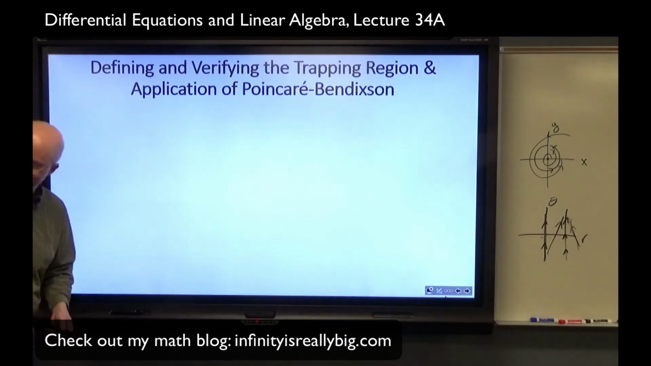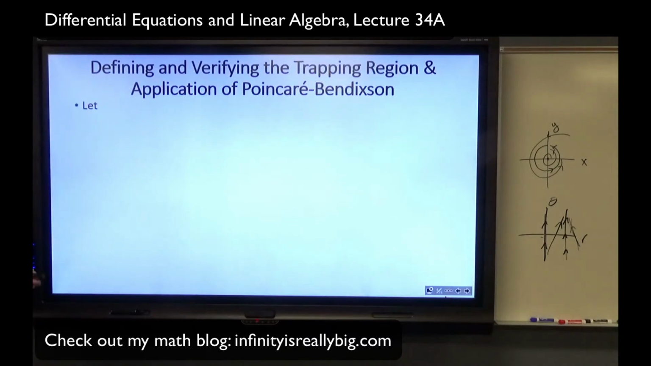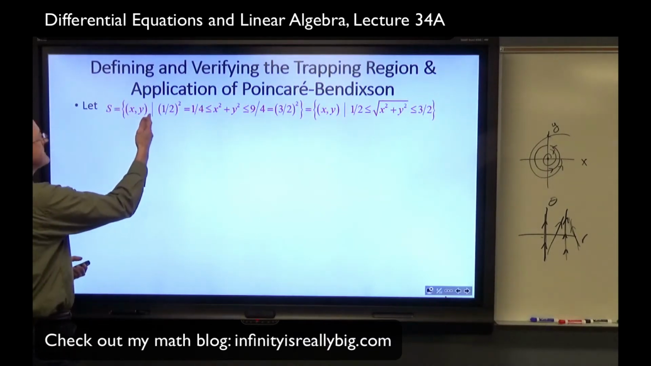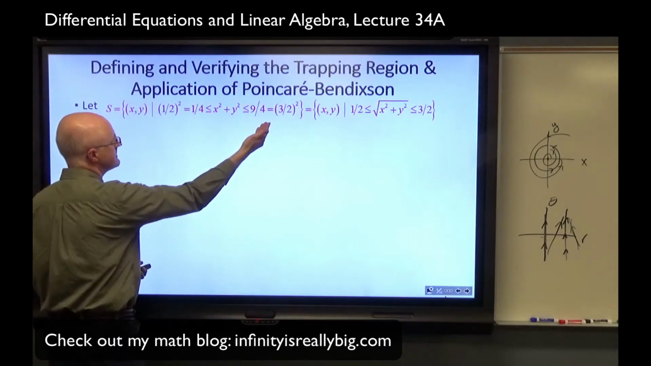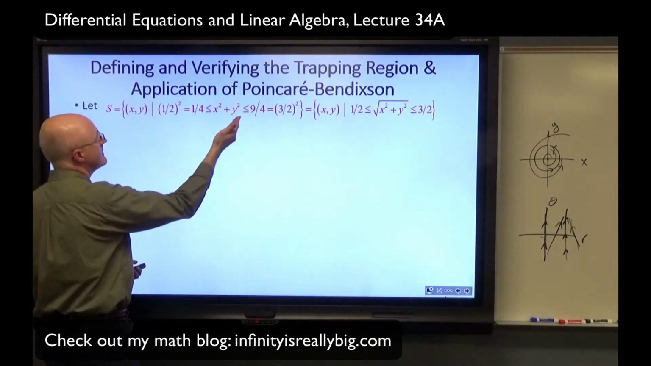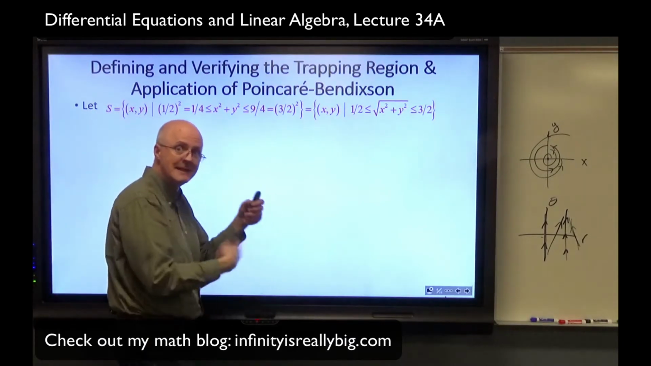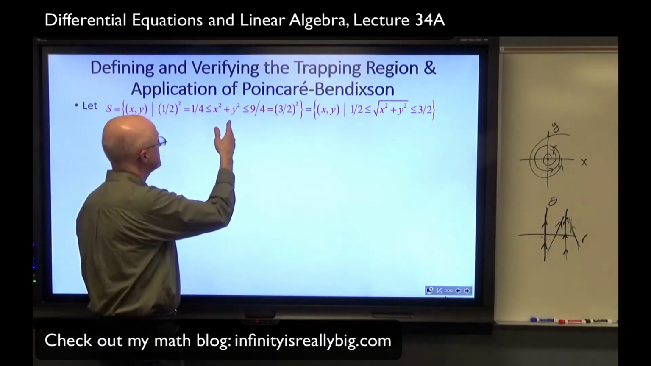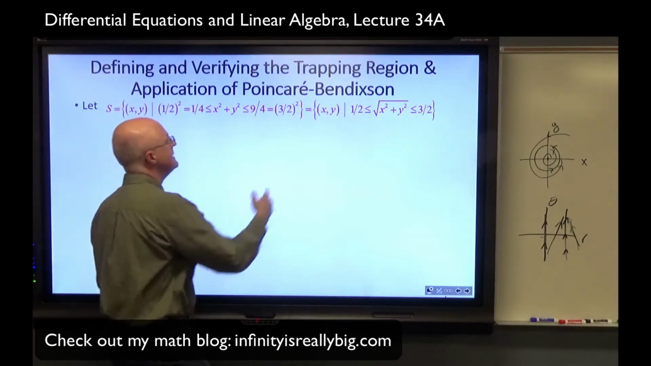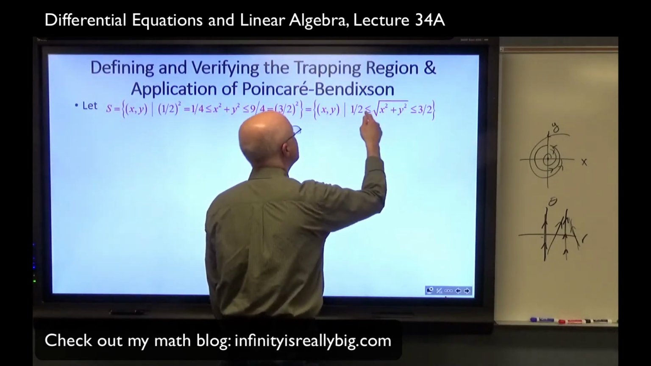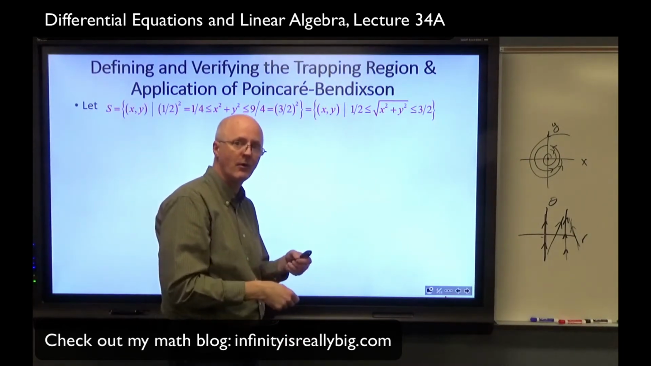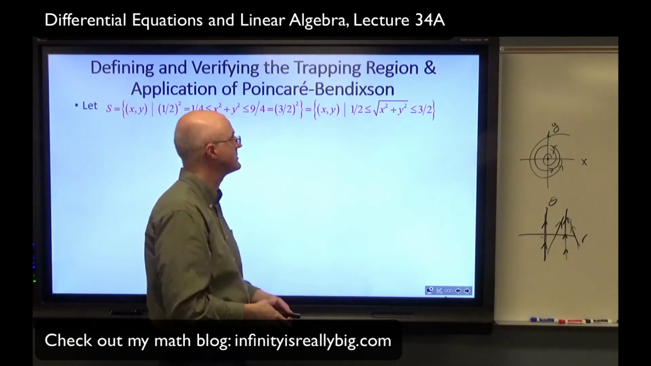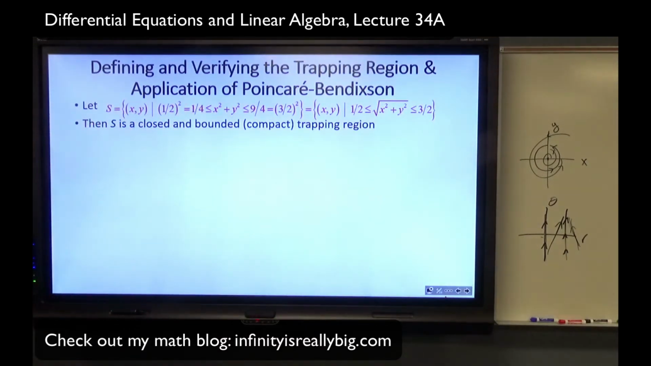So let's be precise. We're going to define and verify the trapping region. Here is our proposed trapping region. S is the set of all points such that x squared plus y squared is between 1/4 and 9/4. 1/4 is 1/2 squared. 9/4 is 3/2 squared. I picked those for a reason. Those are the inner and outer boundaries where x squared plus y squared equals 1/4 and 9/4. You can think of it in terms of the polar coordinate r. We are looking at the region between two circles centered at the origin of radius 1/2 and radius 3/2, including the boundary. This is a closed and bounded compact trapping region.